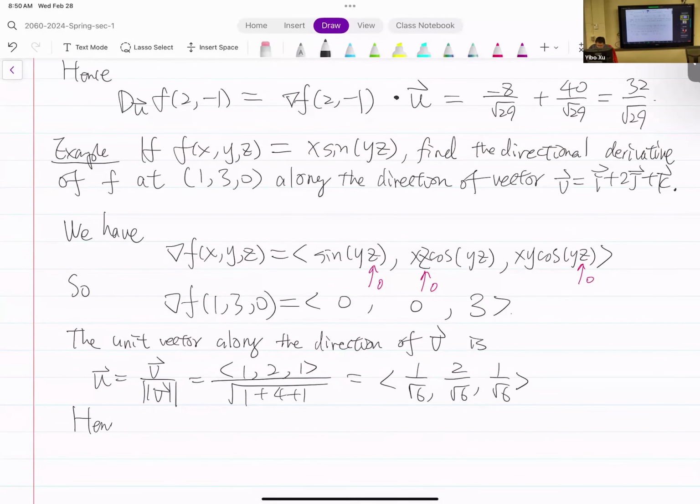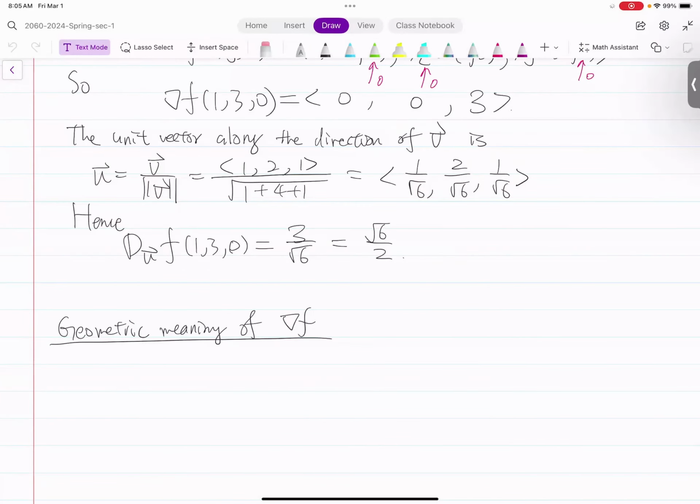Hence, we got the directional derivative D sub u of f at (1, 3, 0) is going to be, okay, we realize only the last component is actually doing anything, right? So it's 3 over square root of 6, because it's 0 for the gradient. So this is square root of 6 over 2, if you want to simplify.